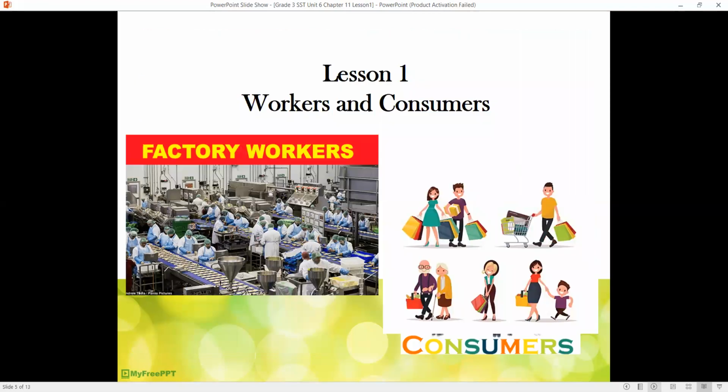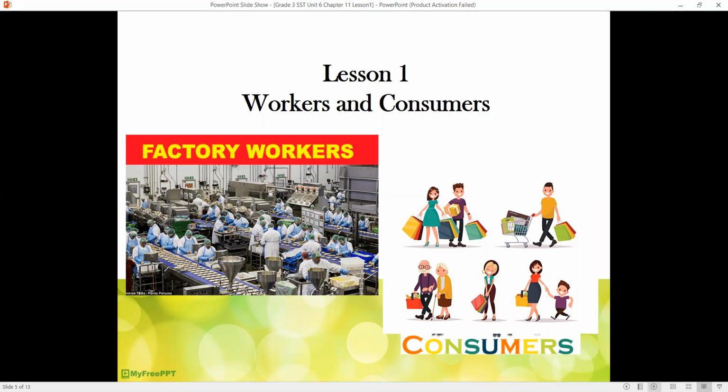Lesson 1, workers and consumers. In this picture you can see factory workers, and here you can see consumers. Now look at these pictures carefully to know the difference. Looking at the pictures, you will automatically understand what I am trying to tell you. Look at the factory workers and look at the consumers, and then relate these two pictures to your day-to-day life.